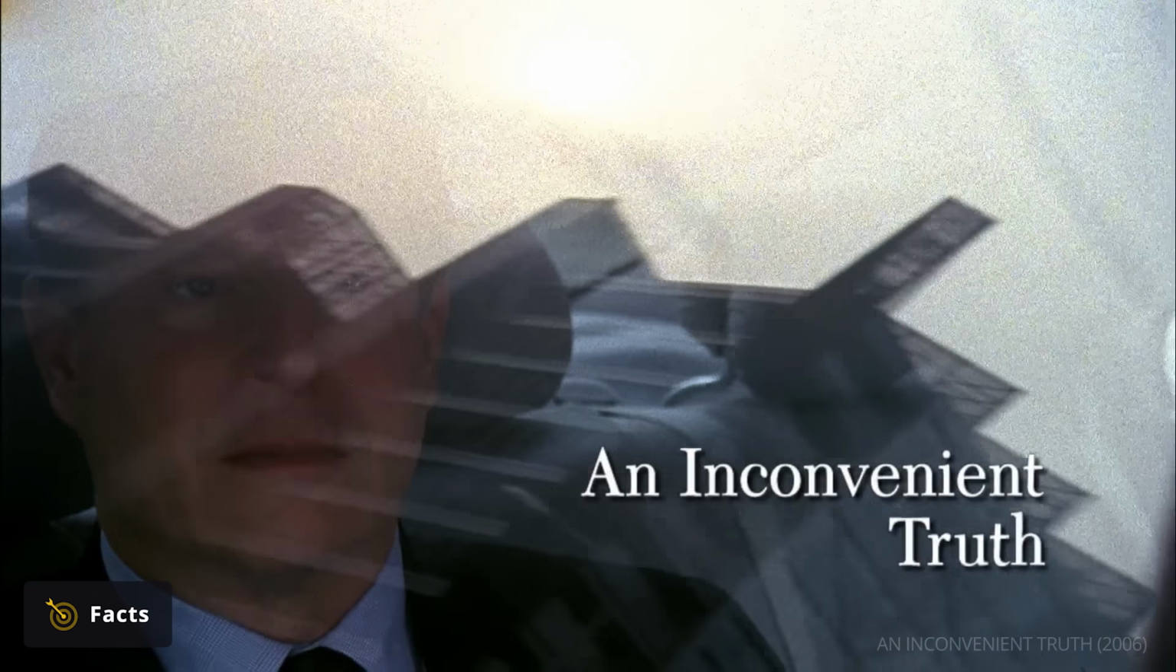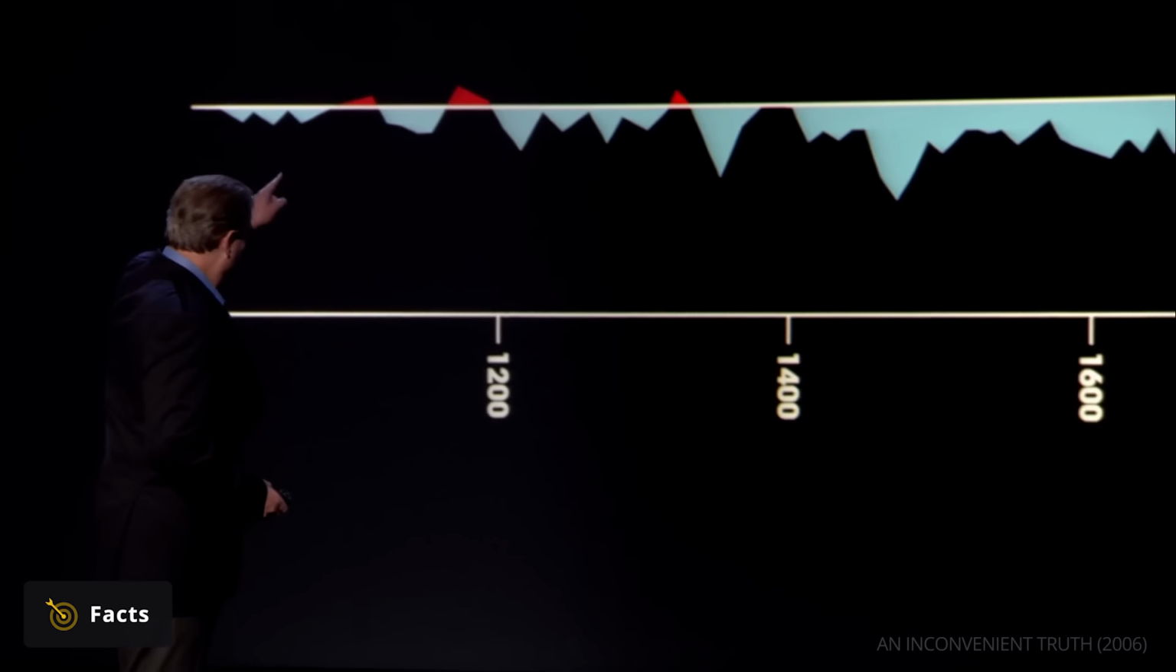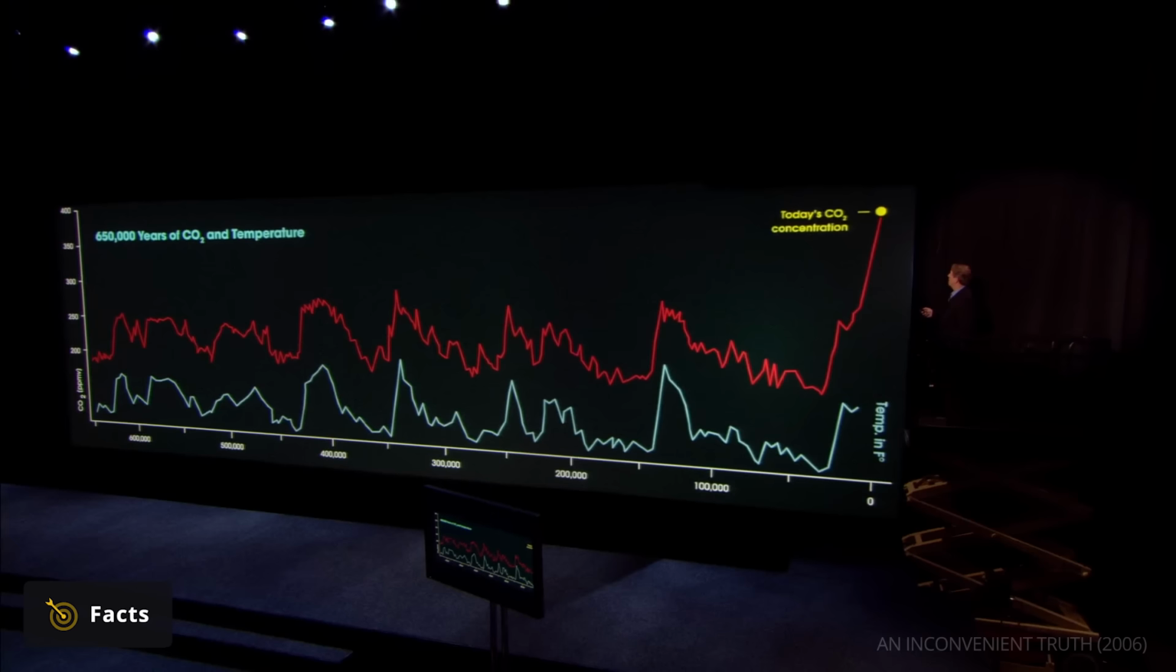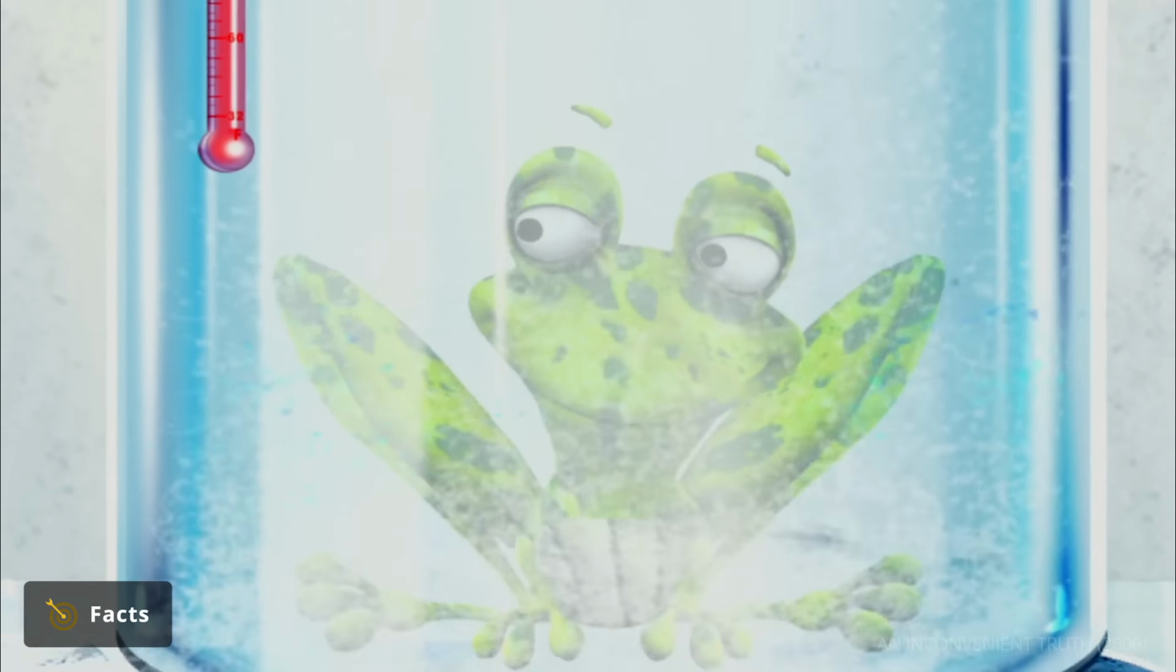In An Inconvenient Truth, Al Gore and his team inundate the audience with statistics, and importantly, present them in a clean and easy-to-digest manner, employing graphs and comparisons.